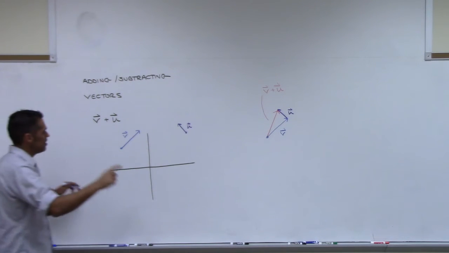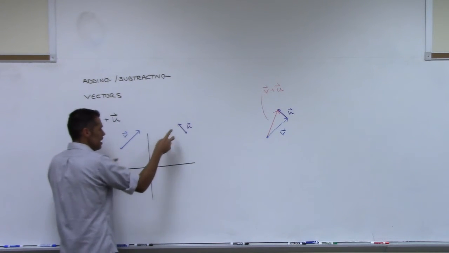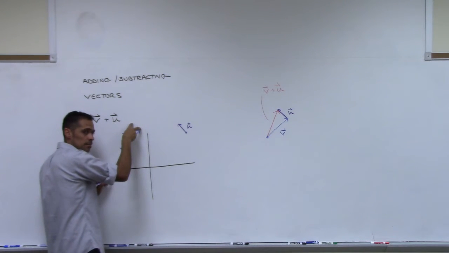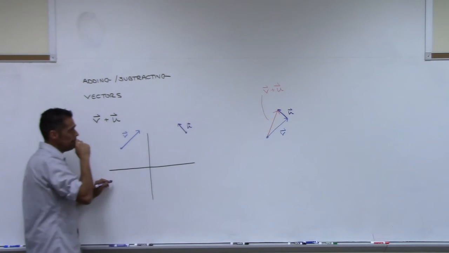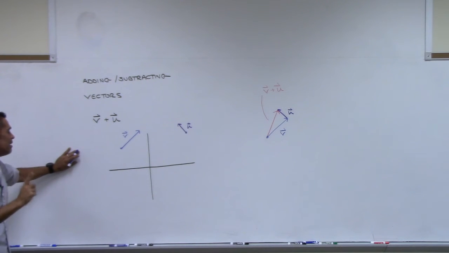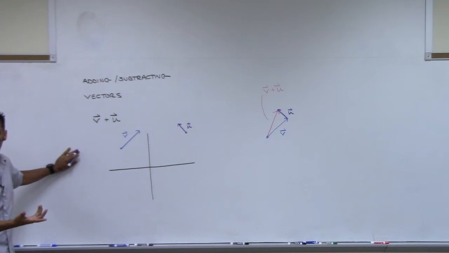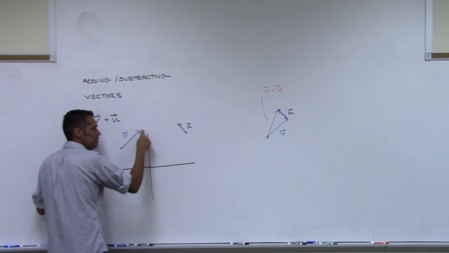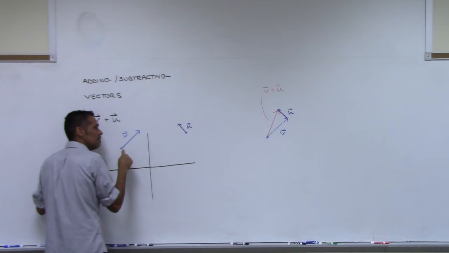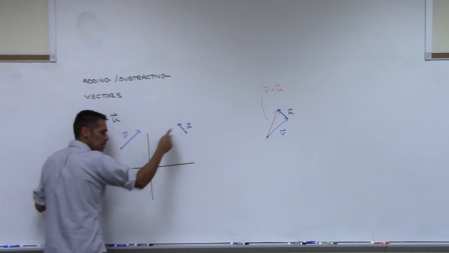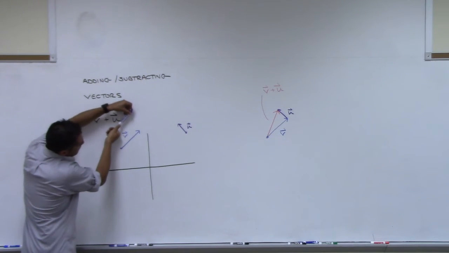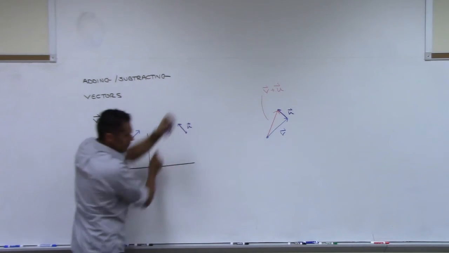So what I said is, to take v and add u, you take the tail of u and attach it to the tip of v. Tail of u to the tip of v. Would it have mattered had I done it the other way around? Curious. What would happen if instead of doing the tail of u to the tip of v, I did the tail of v to the tip of u? So imagine taking this one, moving it up and then moving it over, and what would we get?